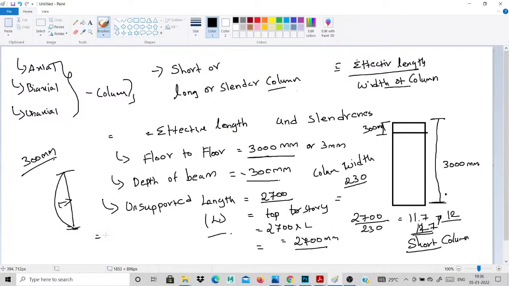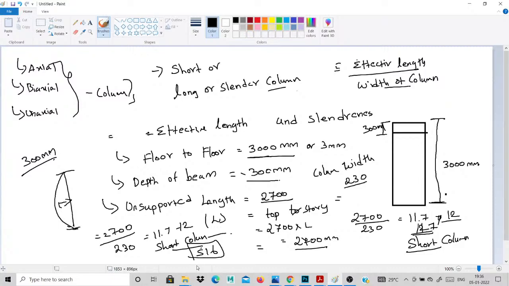Our column is 2700 divided by 230, and our width ratio is 11.7, so it is a short column. The design procedure for a short column is simple. You refer to the SP16 code book, where all the formulas are available, and you can easily design everything. This is the basic main point for short column or long column.